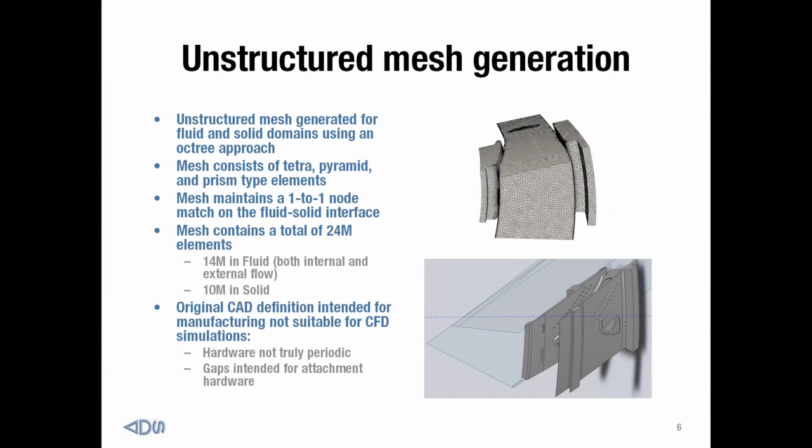And one thing we knew we wanted to do early on was on the fluid-solid interface, we wanted to enforce a one-to-one node match. The reason for this is that we really wanted to minimize the error associated with interpolation on an arbitrary 3D surface. Now the resulting mesh that we used contains a total of 24 million elements. 14 million of those are in the fluid, and that includes both the internal cavity flow as well as the external aero flow. And then another 10 million elements are in the solid.